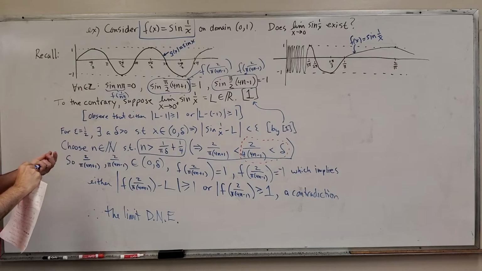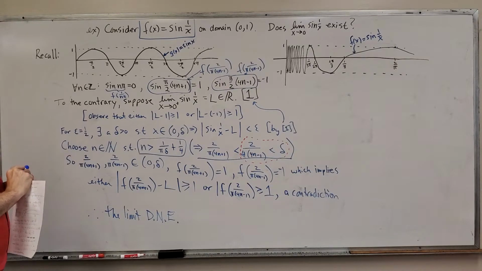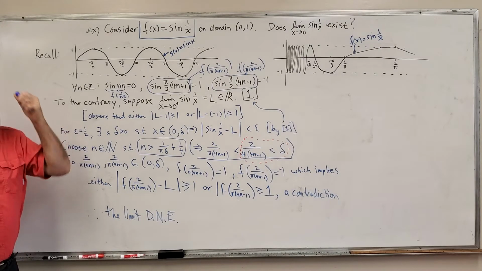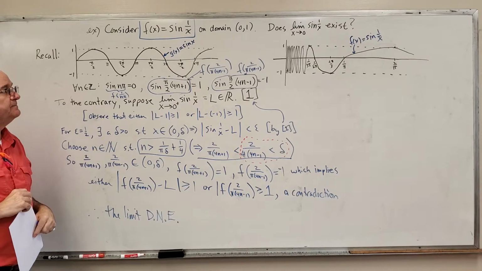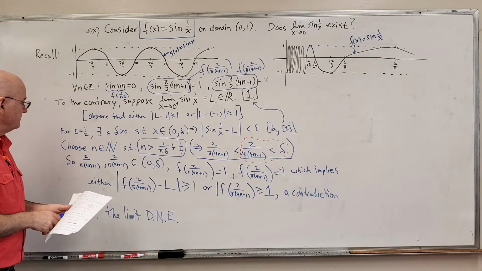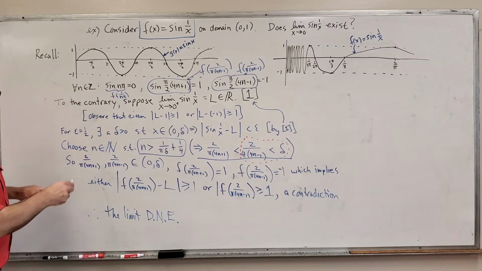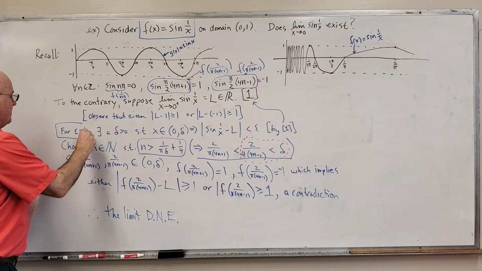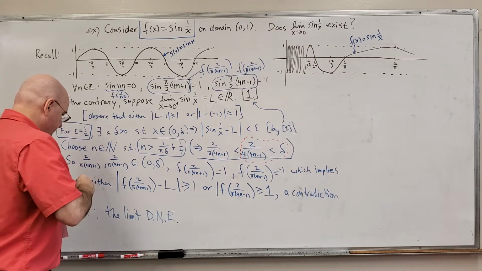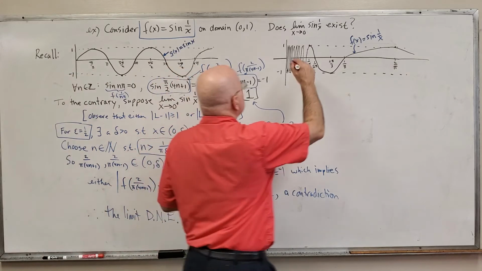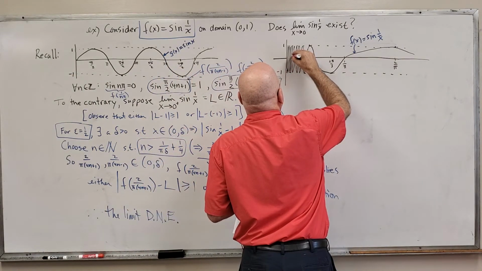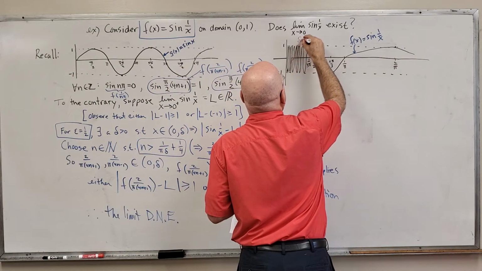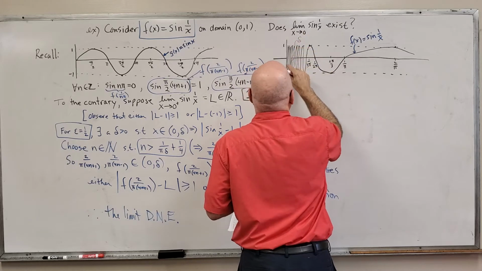It was much easier to convince ourselves that the statement is true just by looking at the graph. If we choose epsilon equals 1/2, it doesn't matter what delta we pick. I could say that's delta right there.